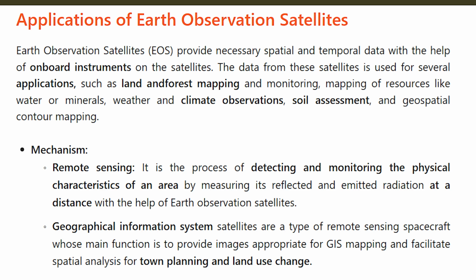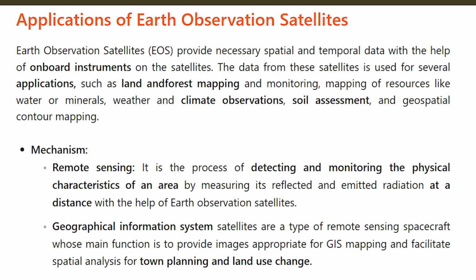The data from these satellites is used for several applications, such as land and forest mapping and monitoring, mapping of resources like water or minerals, weather and climate observations, soil assessment, and geospatial contour mapping. Mechanism: remote sensing is the process of detecting and monitoring the physical characteristics of an area by measuring its reflected and emitted radiation at a distance with the help of Earth observation satellites.